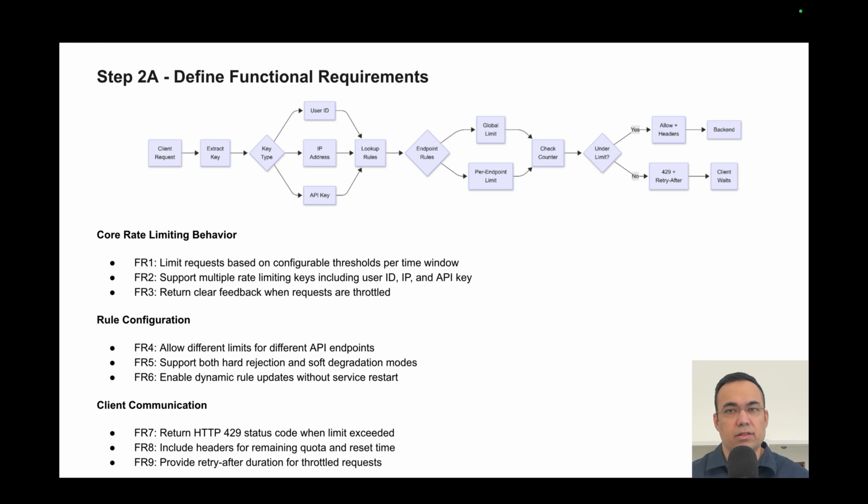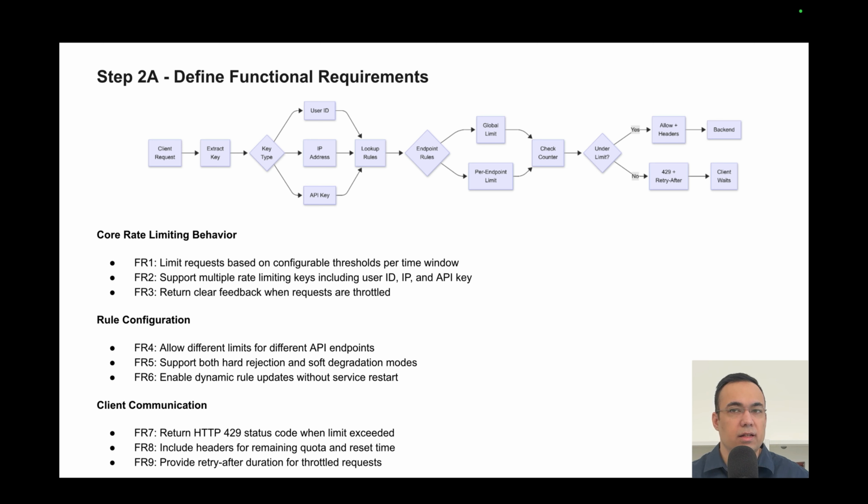The second category is rule configuration. FR4 states that we should allow different limits for different API endpoints. A search endpoint might have stricter limits than a profile view endpoint. FR5 states that we should support both hard rejection and soft degradation modes. Sometimes we would want to slow down the requests rather than completely block them. FR6 states that we should enable dynamic rule updates without requiring a service restart. Operations teams need to adjust the limits in response to the traffic patterns.